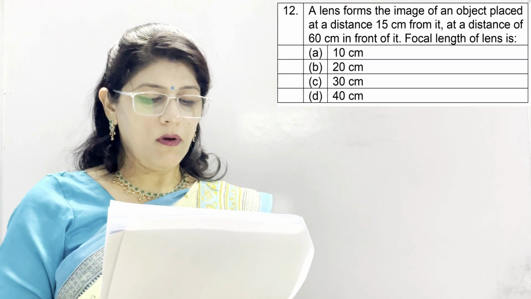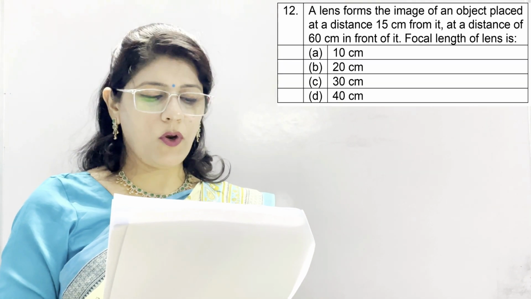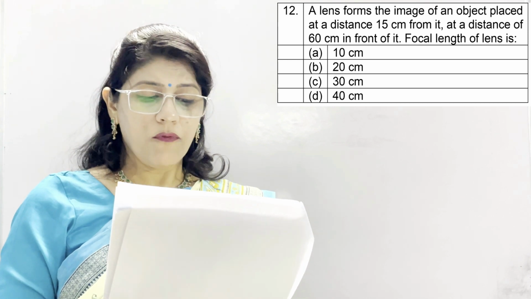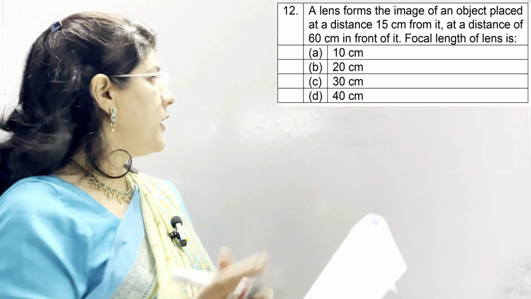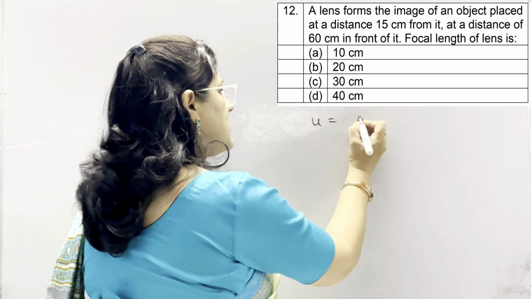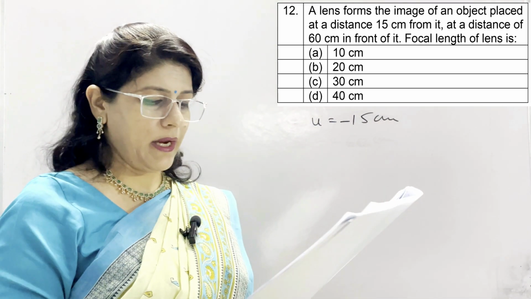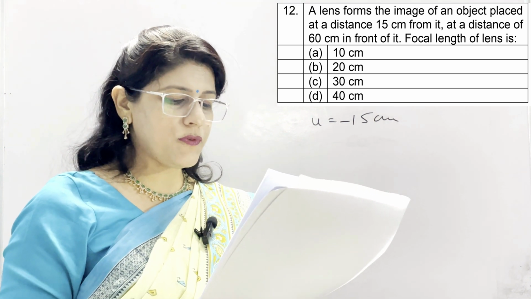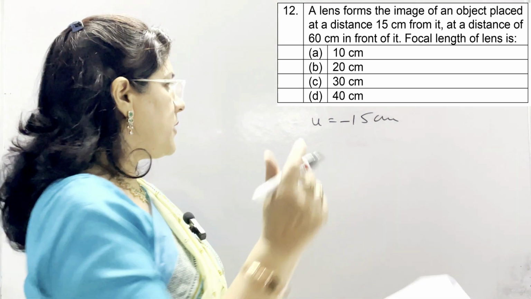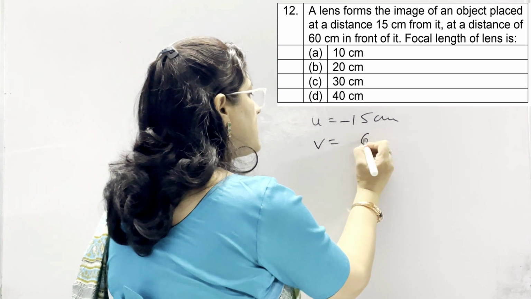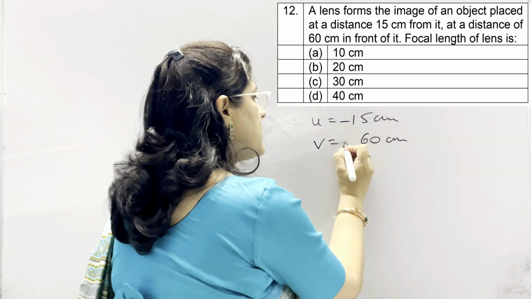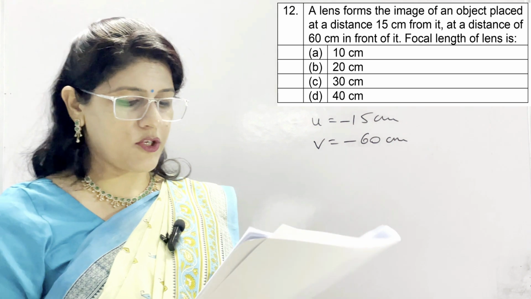In question number 12, a lens forms the image of an object placed at a distance 15 centimeter from it. It means distance of object is 15 centimeter. It is given in front, so we are putting minus sign here. At a distance of 60 centimeter in front of it. It means distance of image is 60 centimeter. Again, it is given that it is forming in front of it. So minus sign should be there.